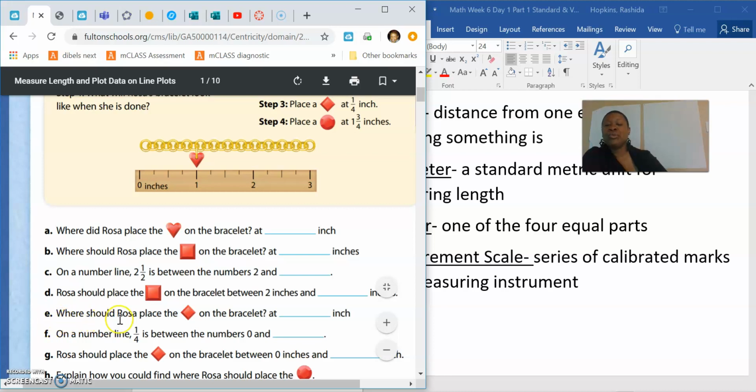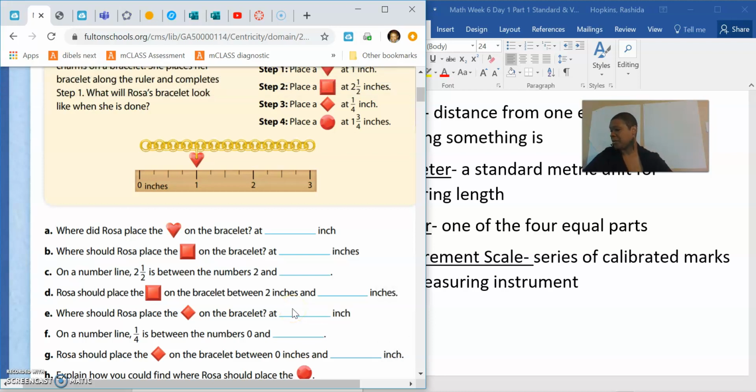Letter E, where should Rosa place the diamond on the bracelet? And that's step 3. Go back to the top and follow what step 3 directions tell you to do. Step 3 says place a diamond at 1/4 inch. Okay, so you're going to write 1/4. If you're looking at your ruler, you know that this is your 1 inch mark. This is your 2 inch mark. So it's going to be in between here.